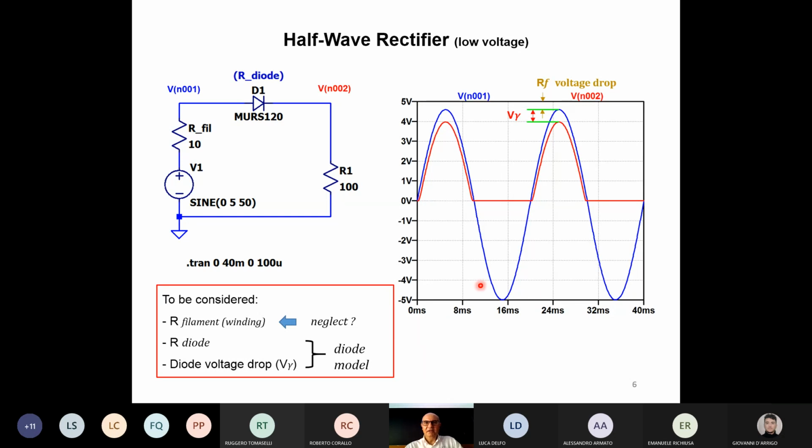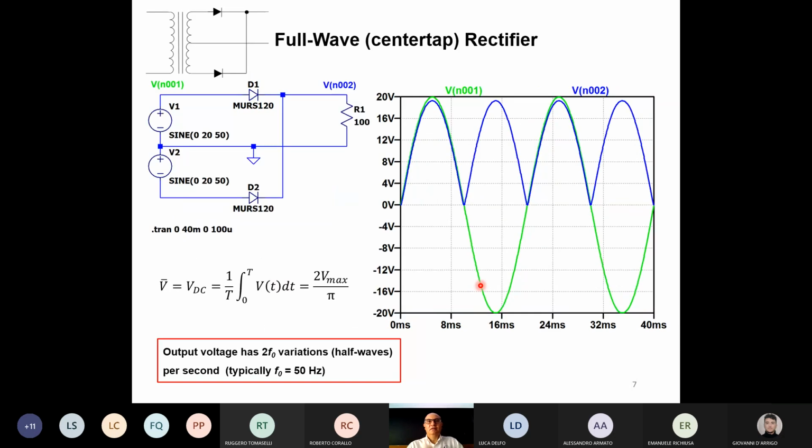So I think that we have seen most of this picture here. And I move to the next one, the full wave or center tap rectifier. Again, this is the schematic that we saw before. Now I'm simulating this schematic in this way.